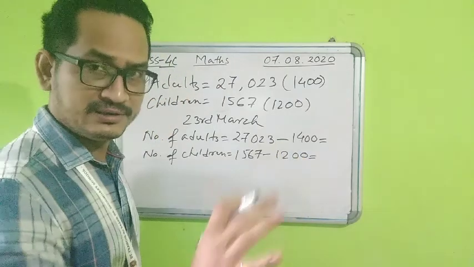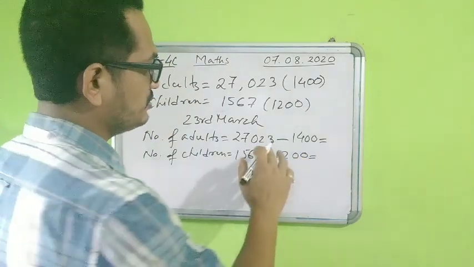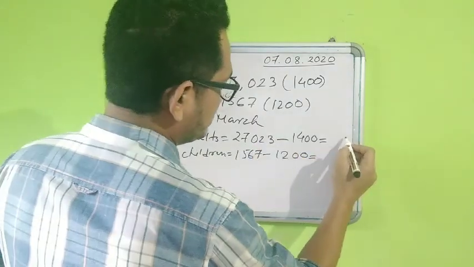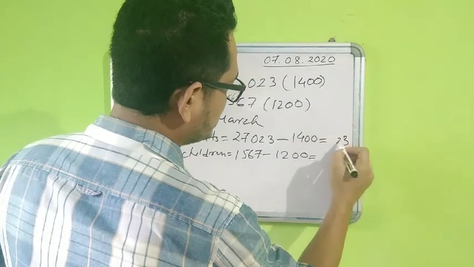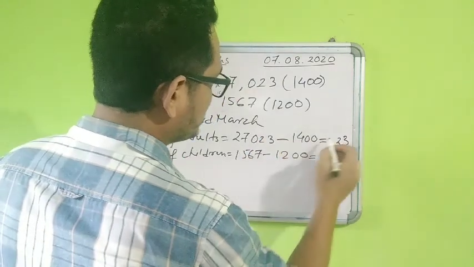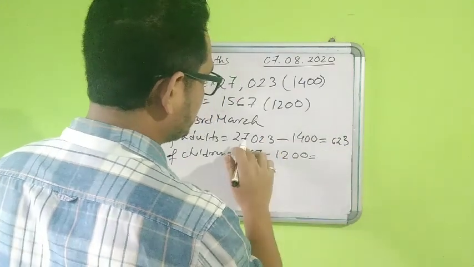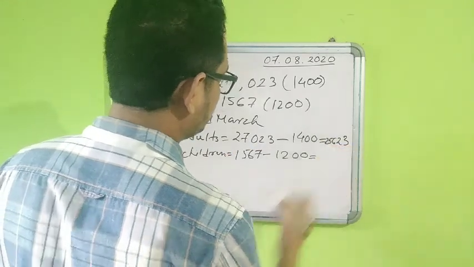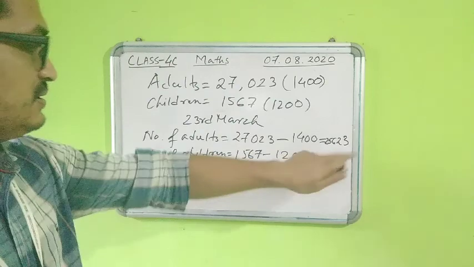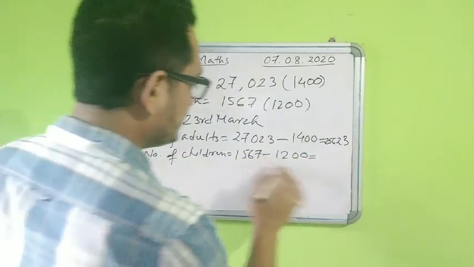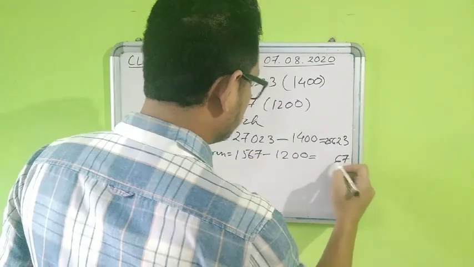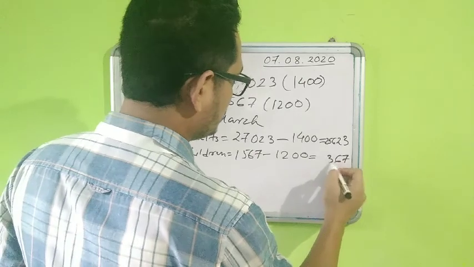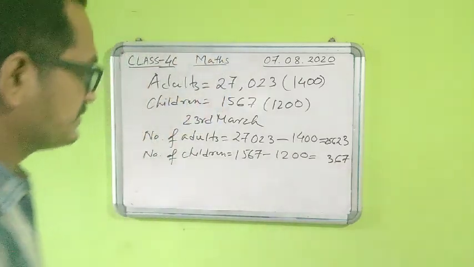I am doing it by the horizontal method, but I will tell you how to do the vertical one. 3 minus 0, it will be 3. 2 minus 0, it is 2. Now 0 minus 4 not possible. 10 minus 4, 6. 6 minus 1, 5, and then 2. So 25,623. Similarly here, it is 7, 6. Then 5 minus 2, 3. 1 minus 1, 0. 367.